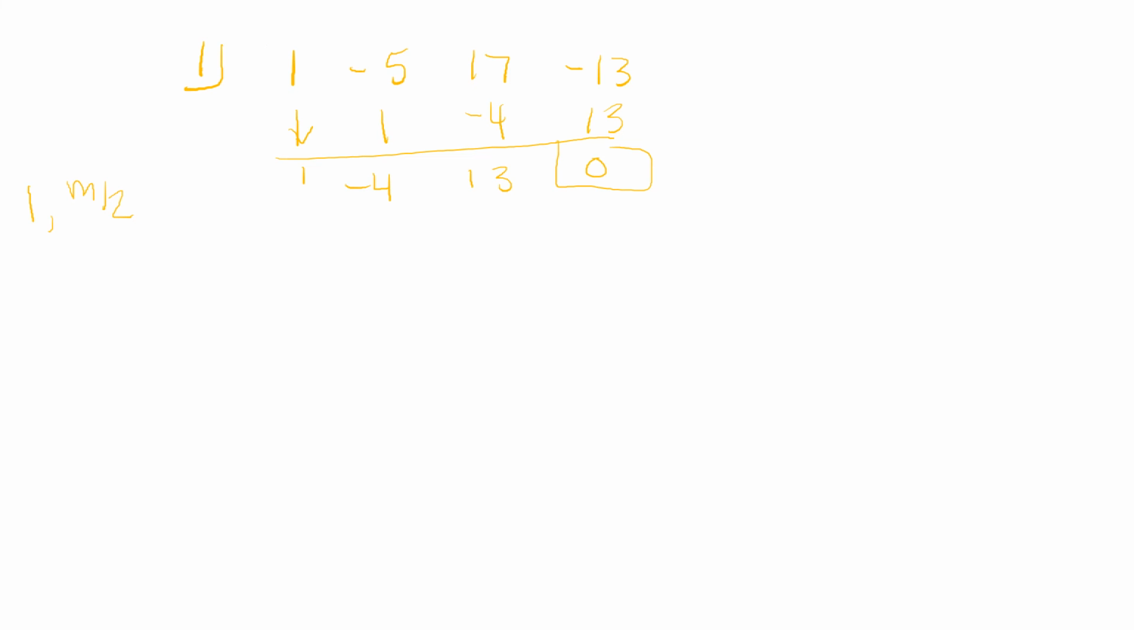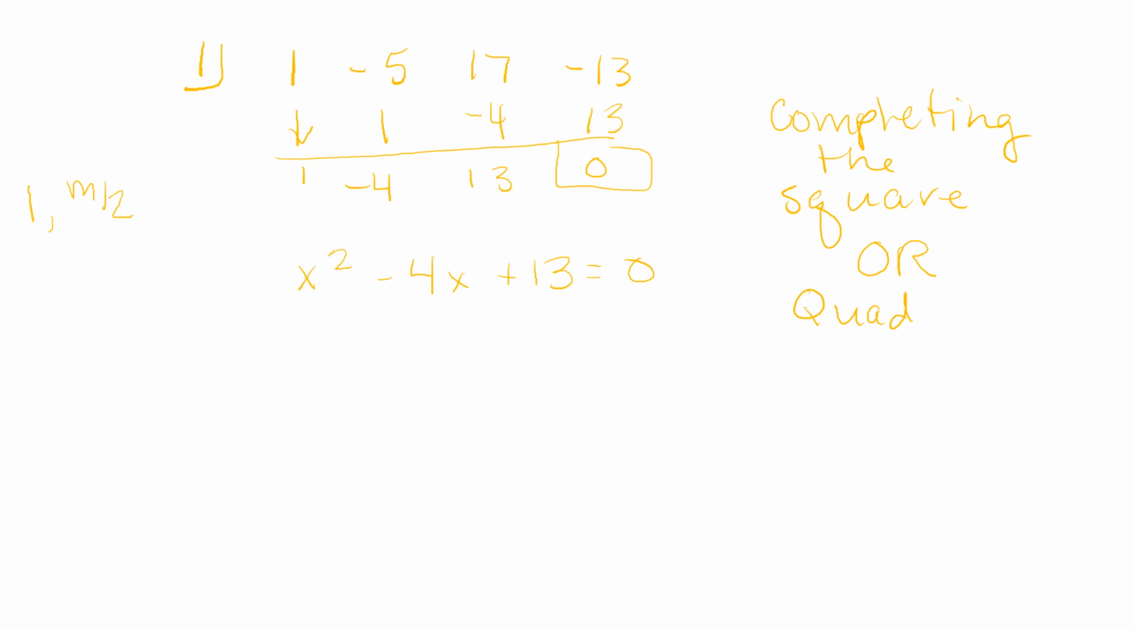And now we can take this trinomial, x squared minus 4x plus 13, set that equal to 0, and ask, can I factor that? If you try a little bit, there are no factors of 13 that add up to -4. So you can use either completing the square or the quadratic formula. I'm going to go ahead and use completing the square because I think it's a good thing to practice again.